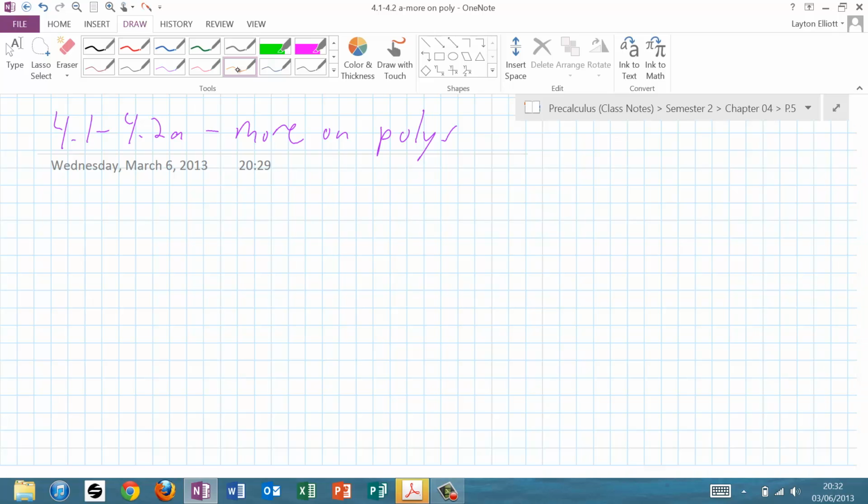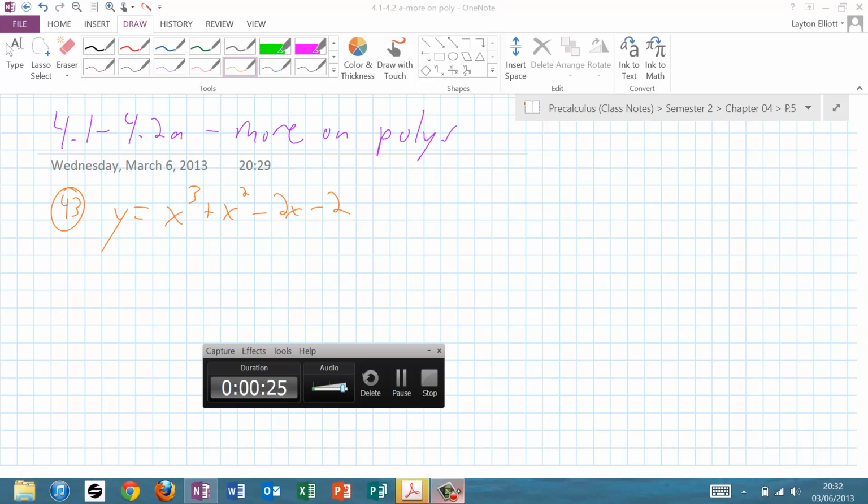So I want to start with actually going over one problem from the homework. We're going to go over number 43. We have y is equal to x cubed plus x squared minus 2x minus 2. And this problem is a factor by grouping problem. So let me pause for a second.